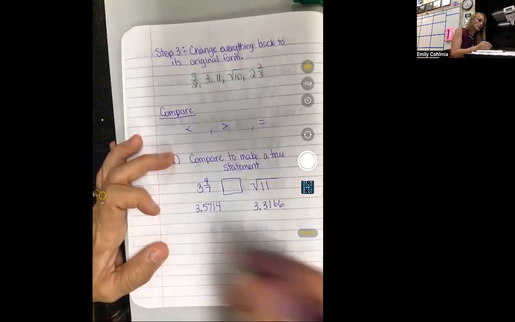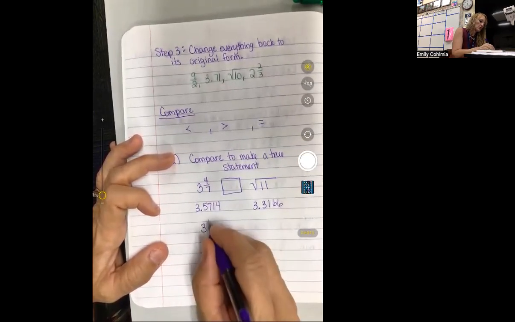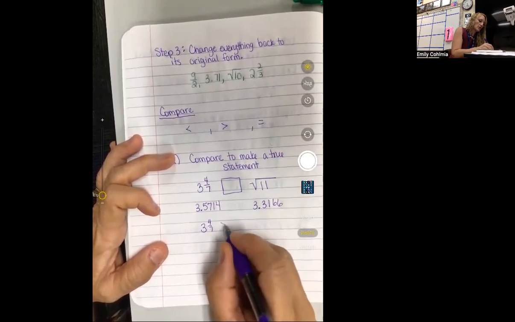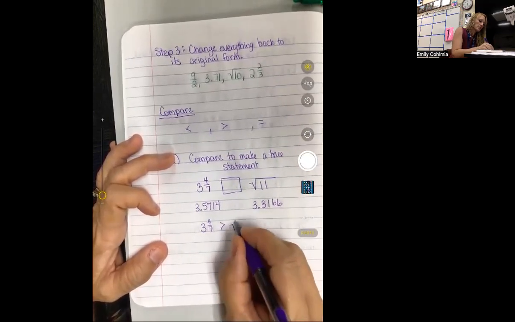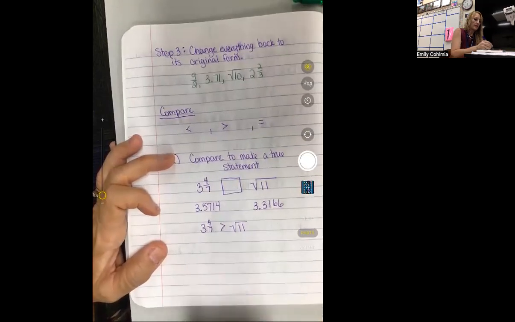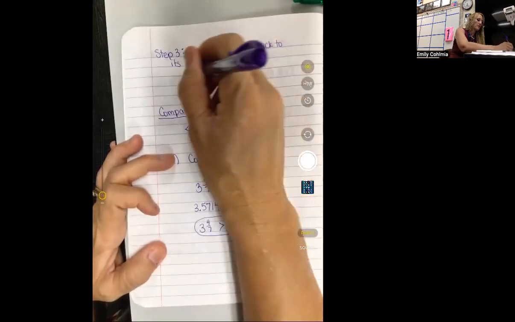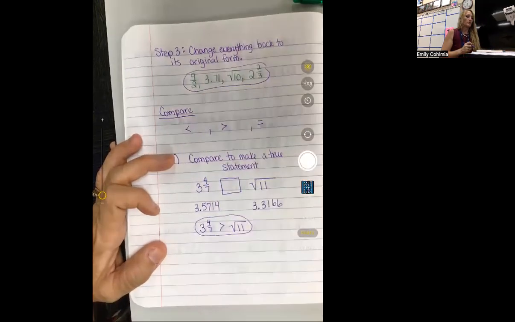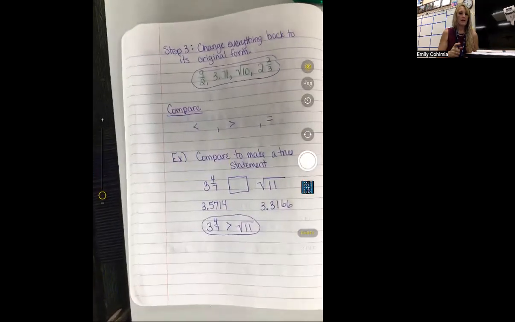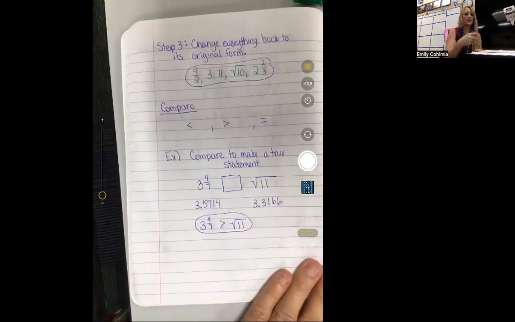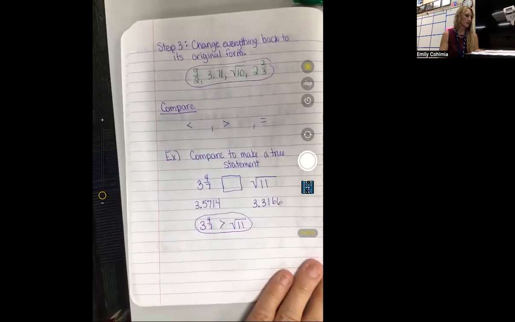So therefore, we change them back to the original numbers. So 3 4/7 is greater than the square root of 11, and we can write the true statement. So the big thing is making sure that you're changing everything back to the original form at the end, because again, on the state test, that's what things are going to be looking like.